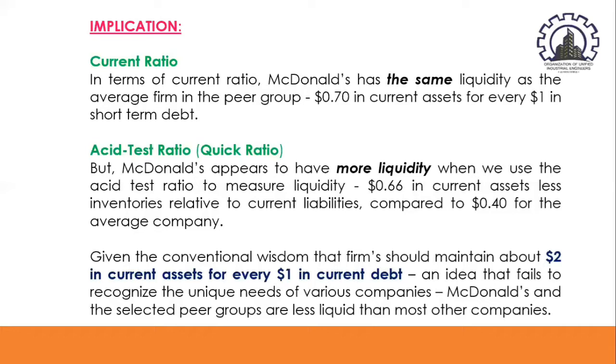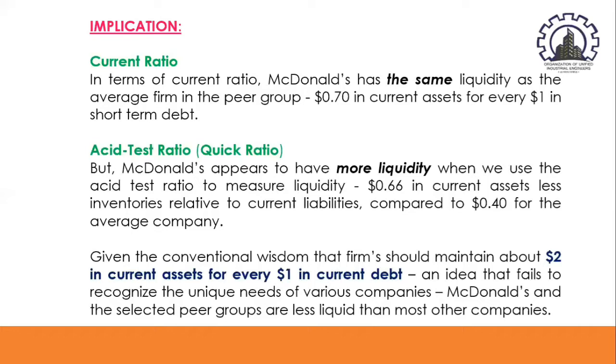On the other hand, under the acid test ratio or quick ratio, McDonald's appeared to have more liquidity. When we use the acid test ratio to measure liquidity, it has $0.66, or 66 cents, in current assets less inventories relative to current liabilities, compared to $0.40, or 40 cents, for the average company.